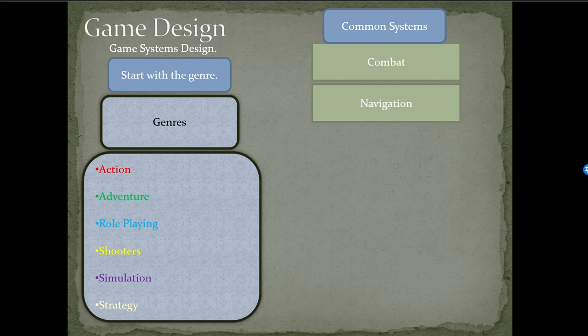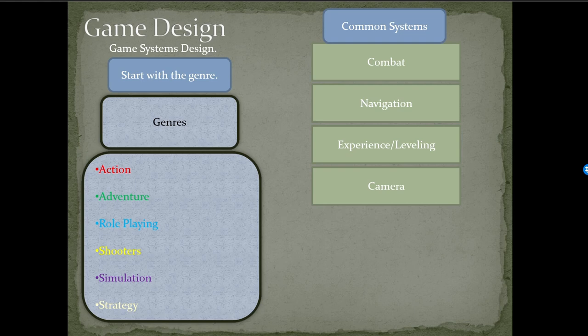Every game has some form of navigation, whether it be just an overhead map or an actual complicated parkour-style thing. Many games have an experience or leveling system of some form. Some of them have this in the form of a meta game where you're moving on a map. Some of them have very specific leveling up scenarios where you're actually putting points into different attributes of your character, such as in RPGs. A camera system. Most games are 3D these days, thus there's some form of camera system. Even in a 2D game, there's a camera system, how it tracks the player and so forth.